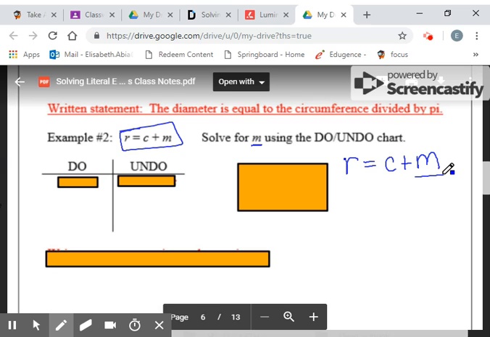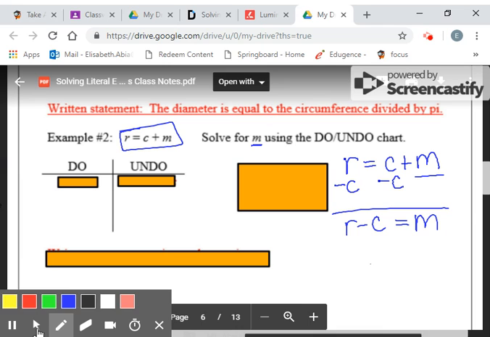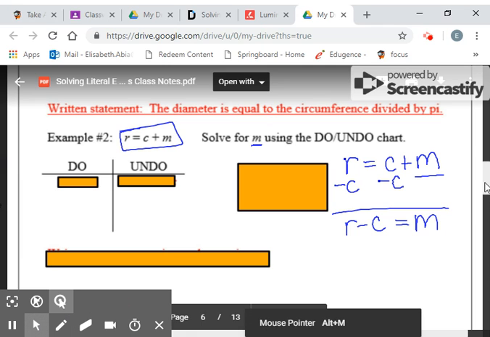So this is the thing I want to get by itself. Right now, c is being added to it. So I'm going to subtract c from both sides. And it's just a one step. R minus c equals m, whatever those things may stand for. All right, moving on to the next one.